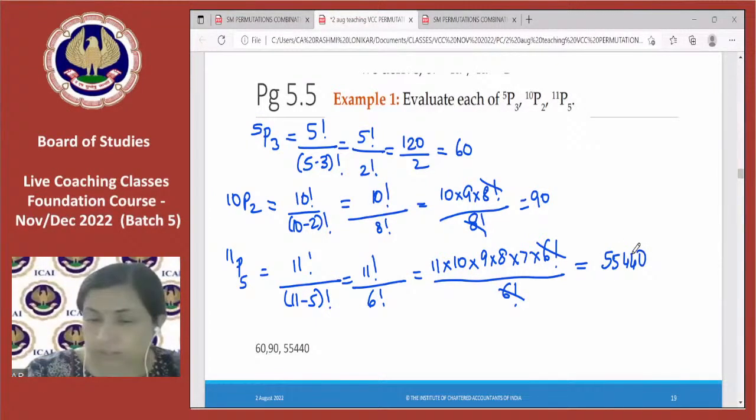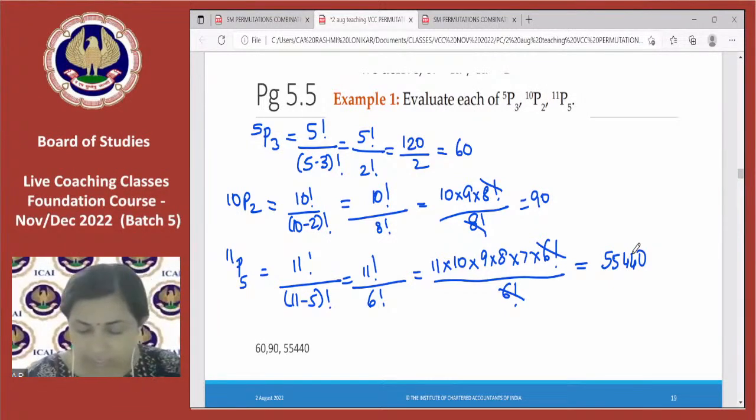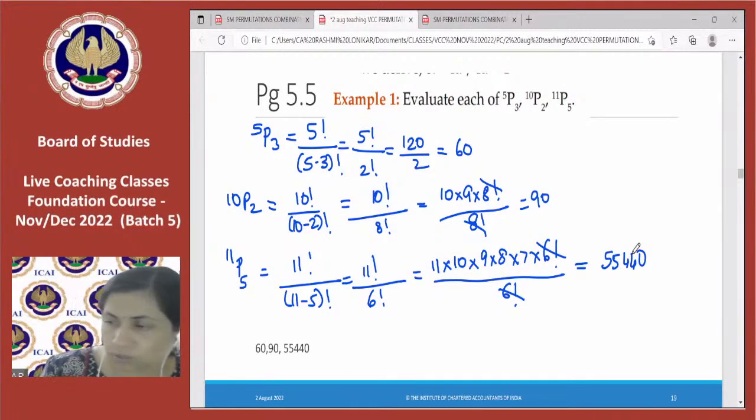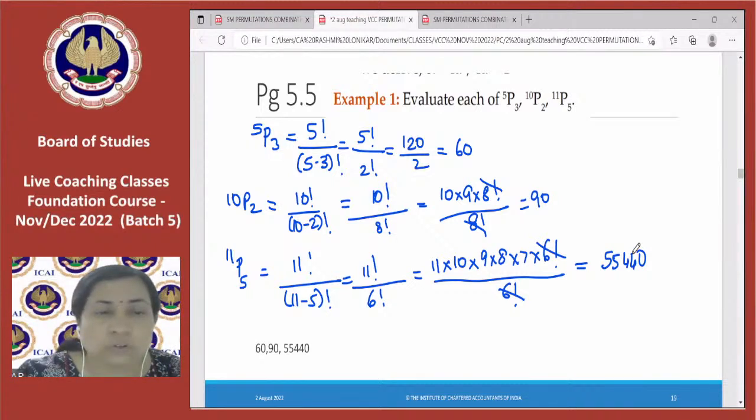Okay, let us check. 9 into 8 is 72. 72 into 10 is 720. 720 into 11 is 7920. Then 11 into 10 into 9 into 8 into 7, so this is 55440. Okay, so you can do this method.